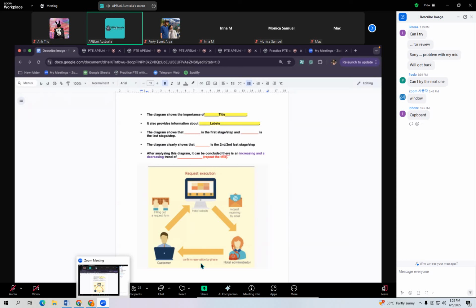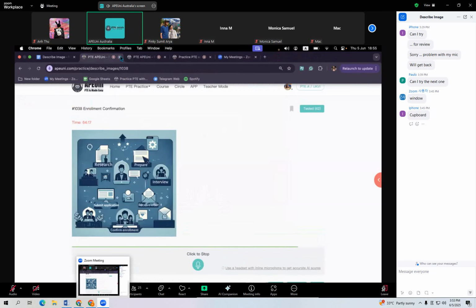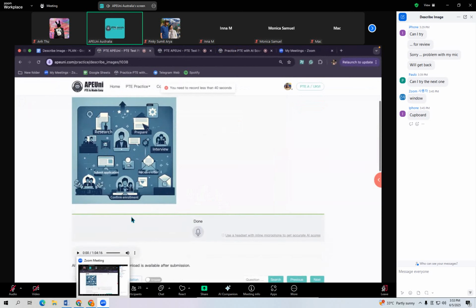Pinky, you can also say, after analyzing this image, it can be concluded that this is an image about the steps of request execution for a hotel. Yeah, okay, you can say that, no problem. Okay, guys, so if we try to go back, look at this. Here, what's the title?